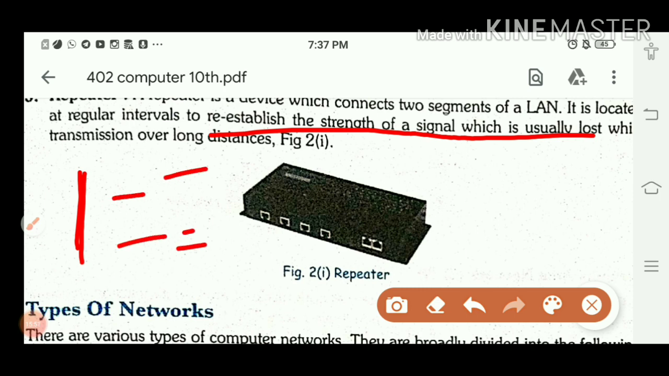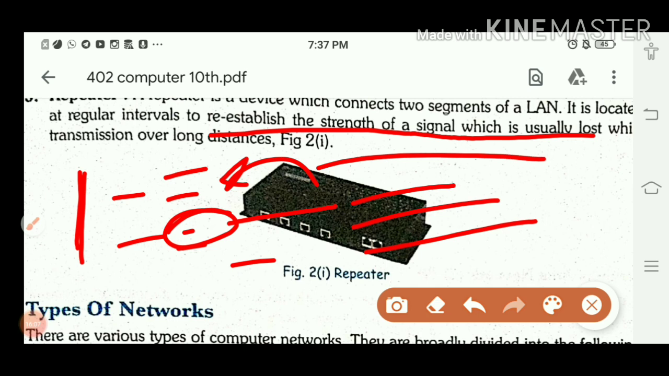So many signals are there, and some are weak signals. If we use a repeater there, what will the repeater do? The repeater will give them instant energy, that glucose, and these weak signals also get some strength from the repeater, and they will easily reach their destination.